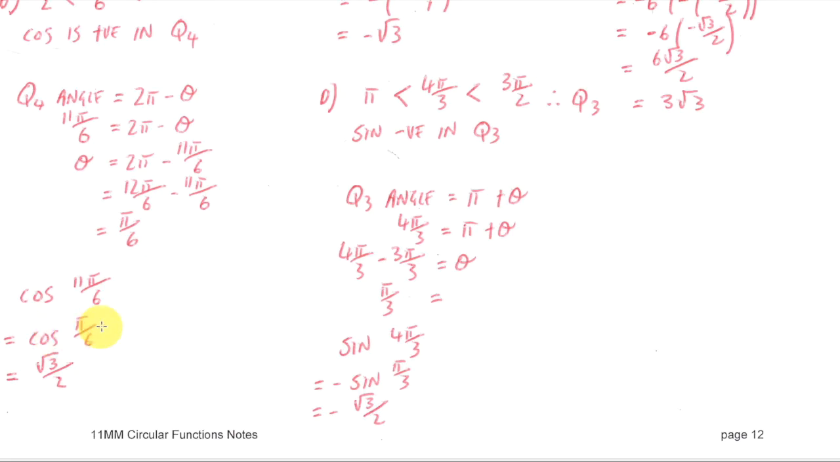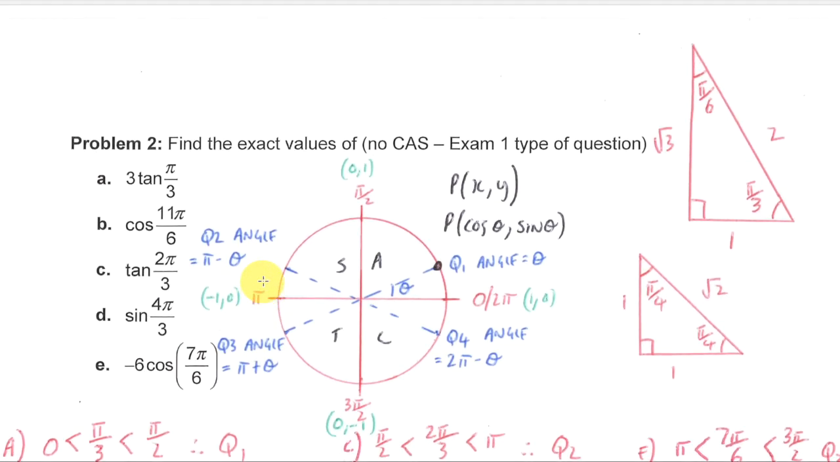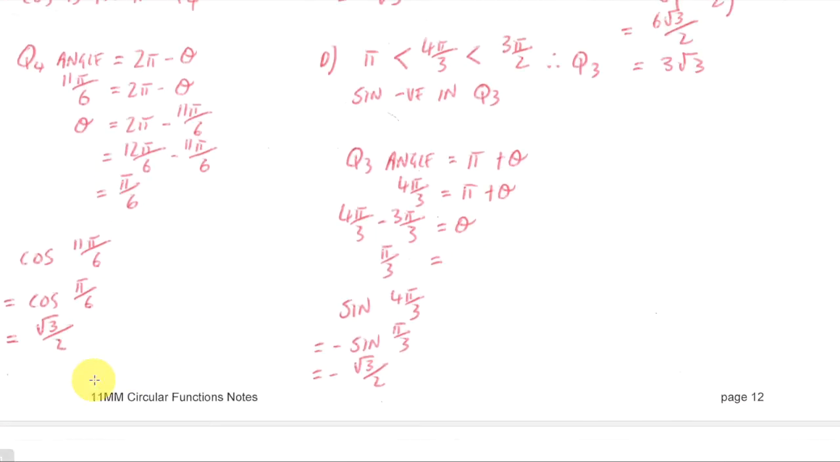Using exact values, so go back to my exact value triangles. I want cos of pi on 6, so there's pi on 6 here, and I want my adjacent over the hypotenuse, so square root of 3 on 2. And that's how we get our answer, square root of 3 on 2.